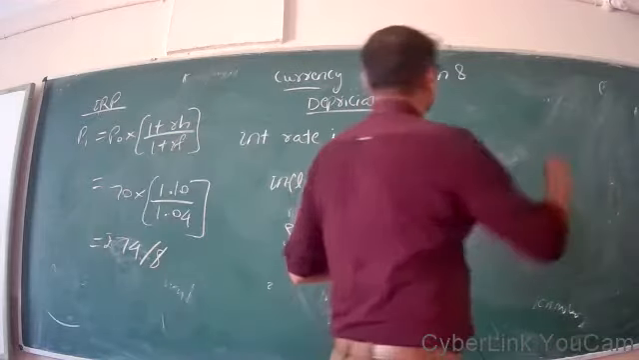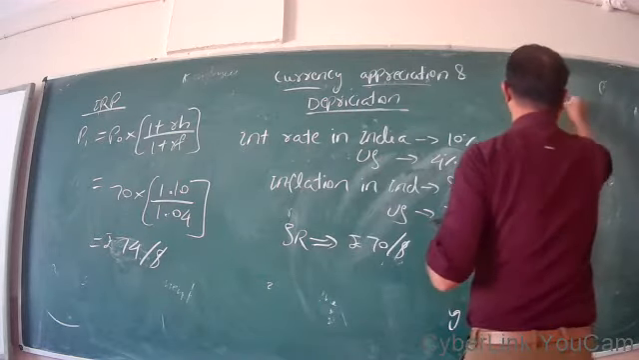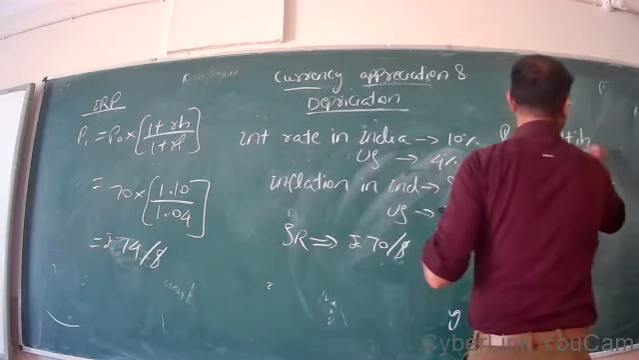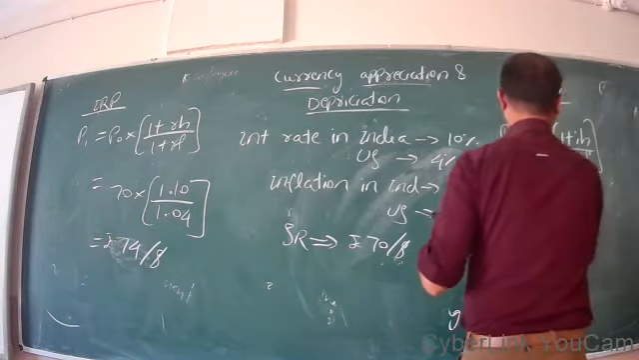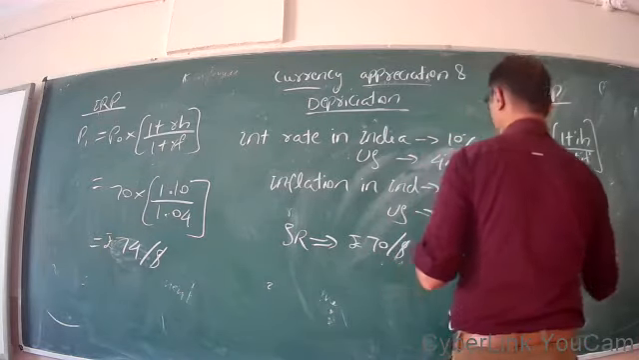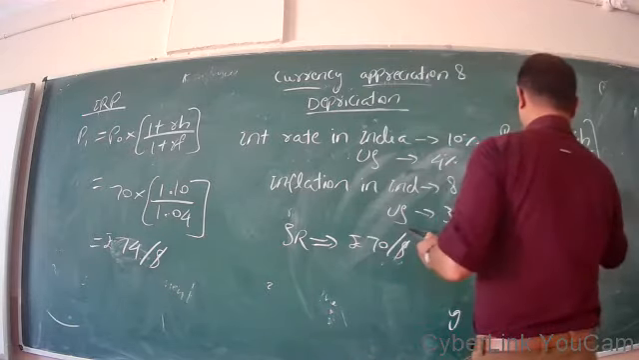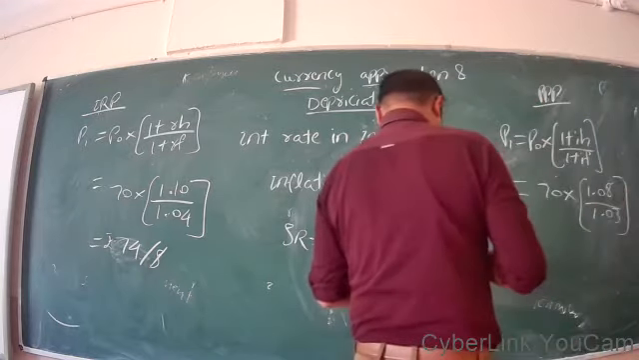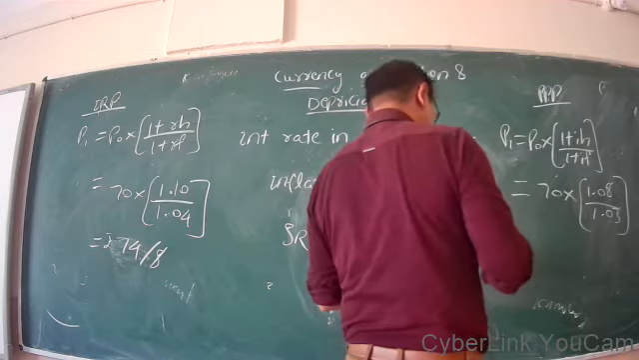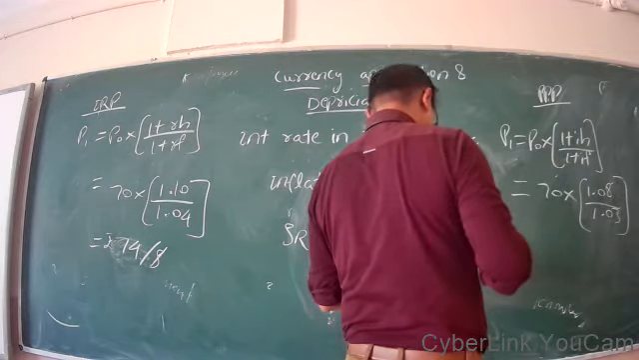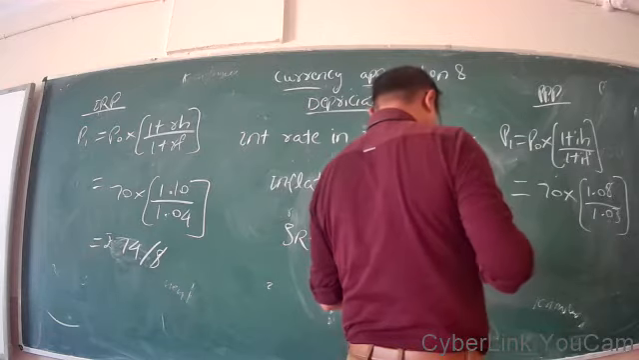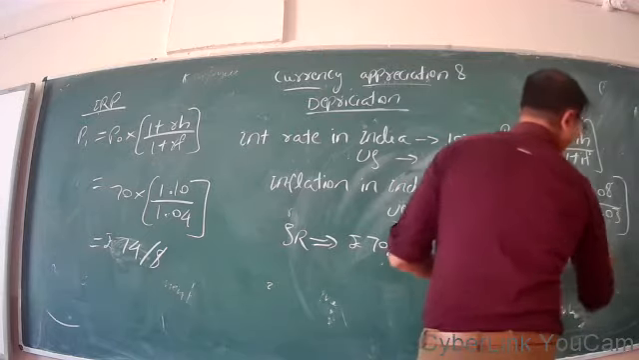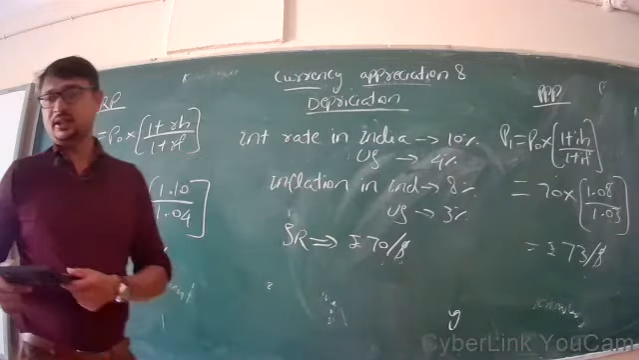Now if you consider PPP theory, P1 equals P0 multiplied by 1 plus inflation in the home country, divided by 1 plus inflation in the foreign country. So 70 rupees multiplied by 1 plus the inflation in India, 8%, divided by 1 plus the inflation in the US, 3%. So it is rupees 73.39 per dollar. I am rounding it off.